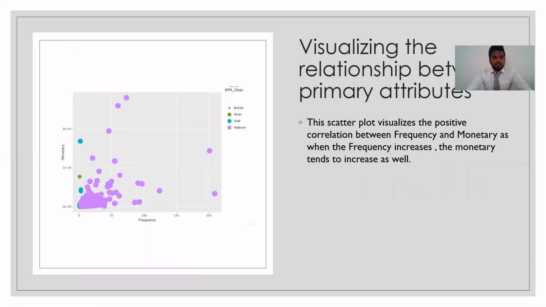The next scatter plot is between frequency and monetary. Here I observe a really positive correlation between the frequency and monetary, because when the frequency of visits tends to increase, the monetary value tends to increase as well. The more you visit, the more you spend money on the store. So these are the three correlations observed in the data.